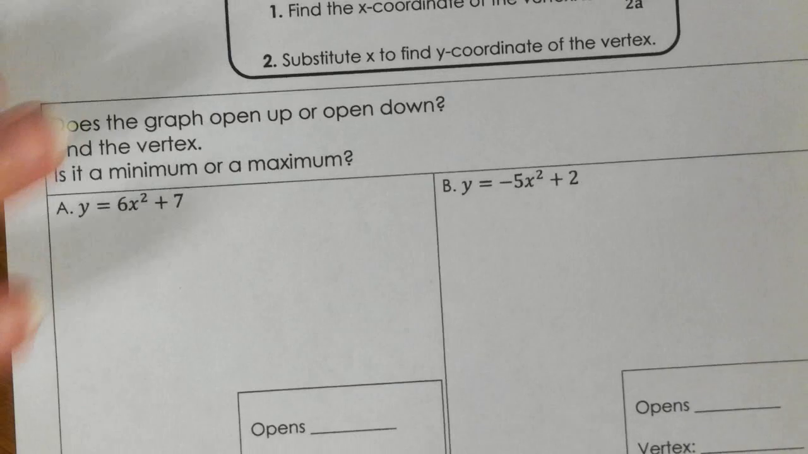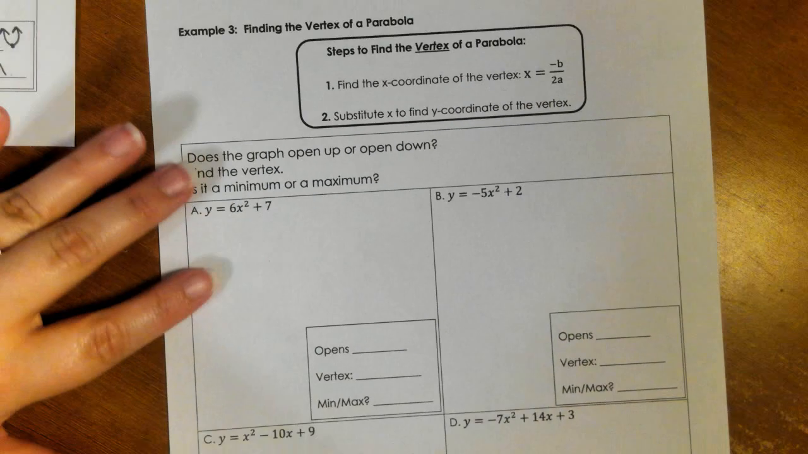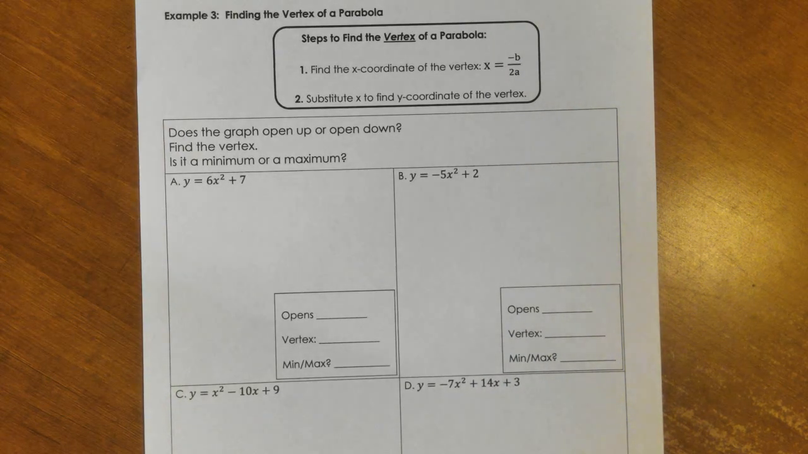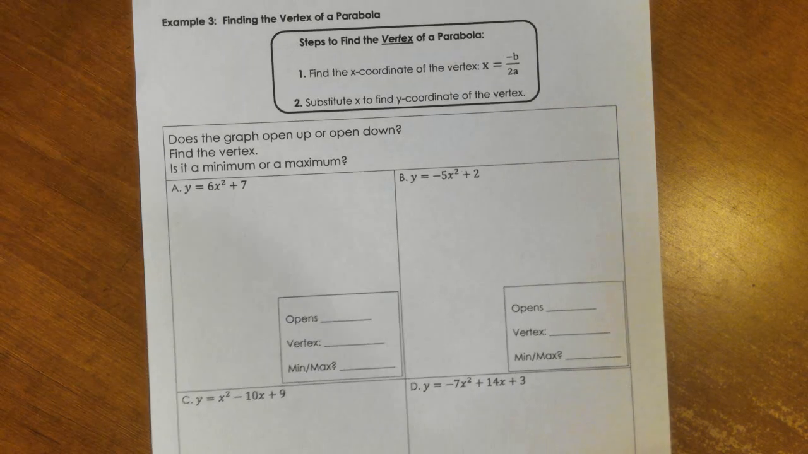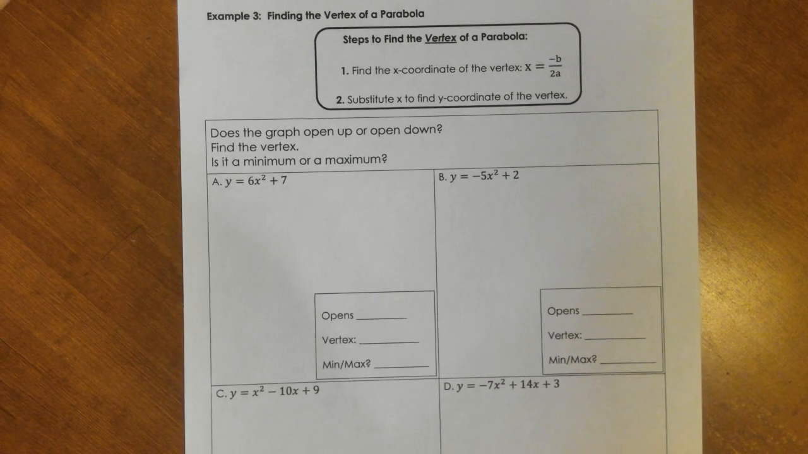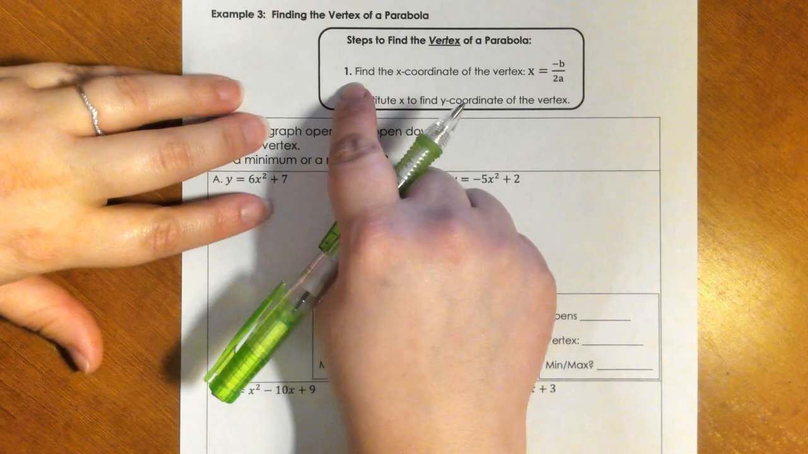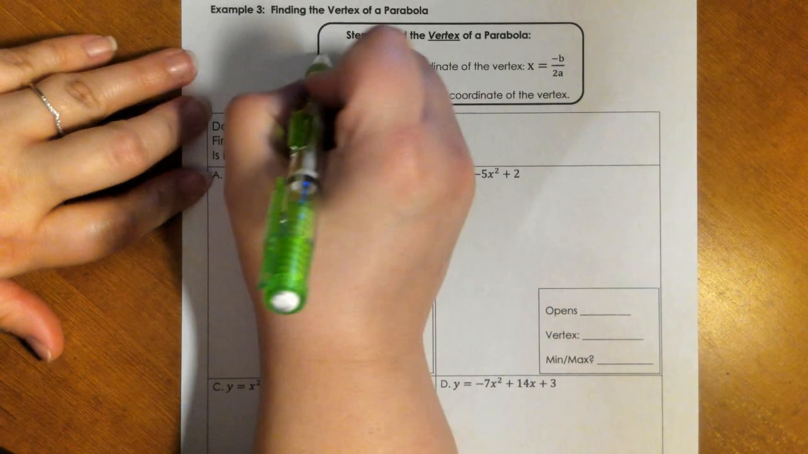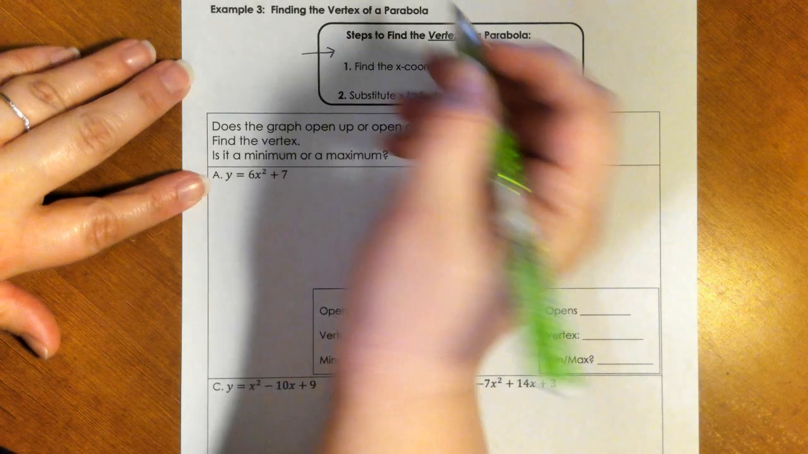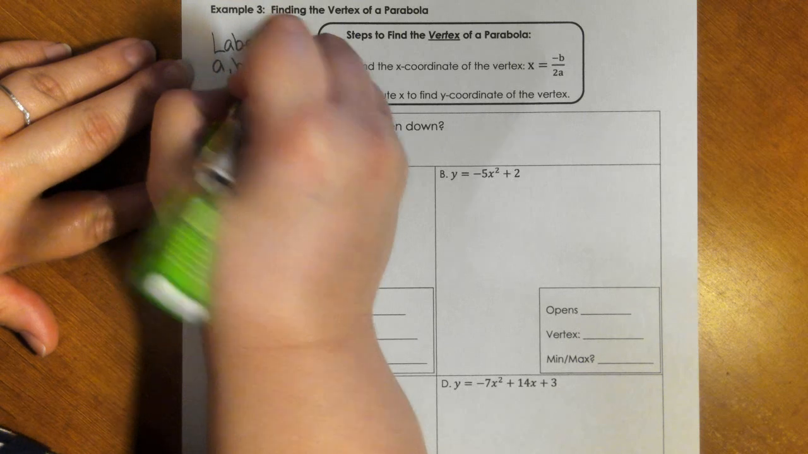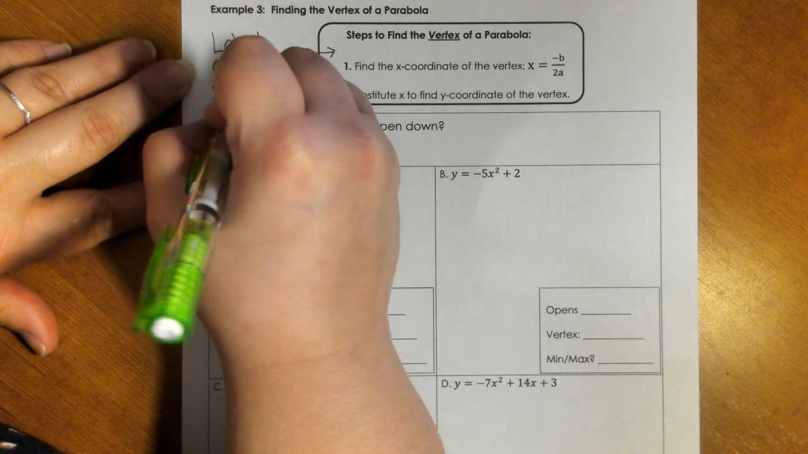Okay, then for the next part, example 3, okay, this says find the vertex of a parabola. So this time we're not given the graph, we're just given the equation. And it wants us to find the vertex of this parabola. So even though it says here find the x-coordinate, I'm going to say that the first thing you want to do is label A, B, and C in the equation.